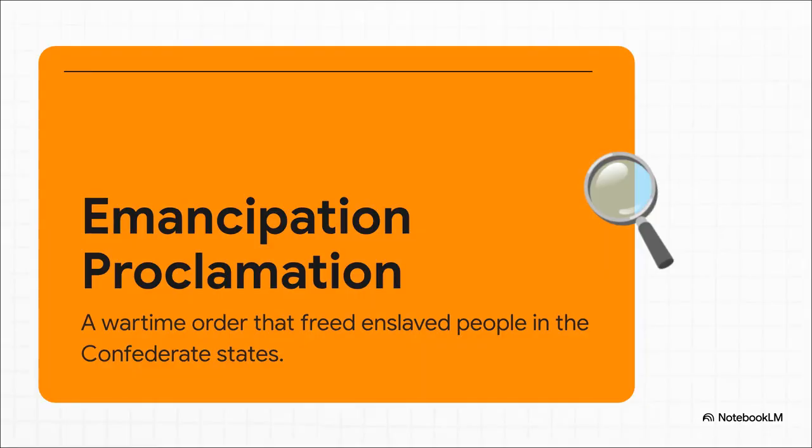And right in the middle of that war came this absolutely pivotal moment, the Emancipation Proclamation. This was a wartime order, and it declared that all enslaved people in the rebelling Confederate states were now free. It fundamentally changed what the war was about, officially turning it from a conflict just about preserving the Union into a war to end slavery itself.